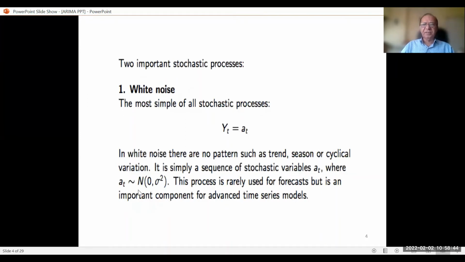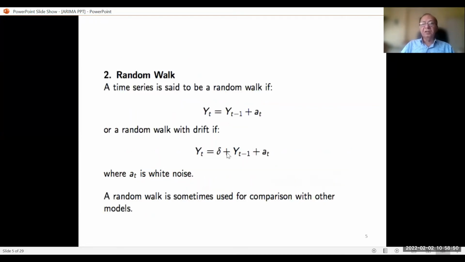And AT is normally distributed with mean 0 and some variance. It is just moving like this. But a random walk has some constant. If it is with drift, it is with the constant and the lagged value plus AT. A random walk is sometimes used for comparison with other models.